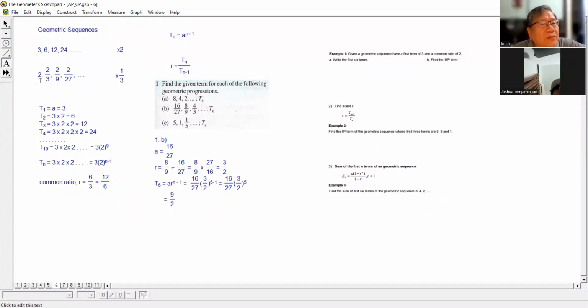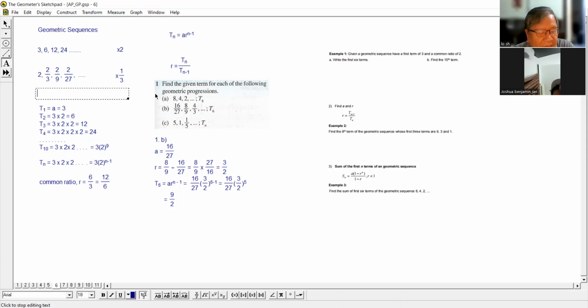Now you can also multiply with a number, but this time the number is less than 1. Now, if the number is less than 1, then the terms will become smaller and smaller. Now, there is also another type where you become like that.